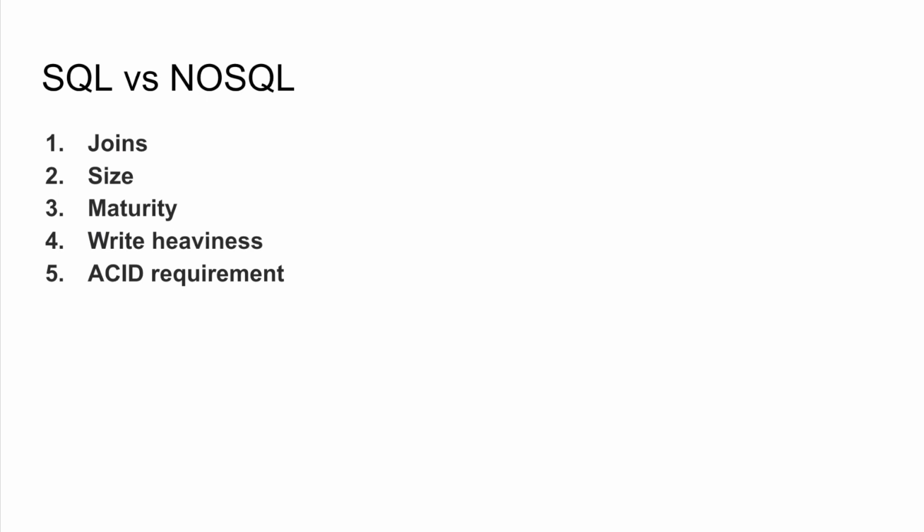So now that we know what SQL and NoSQL are, there are five main reasons to consider when trying to figure out which kind of database to use, namely joins, size, maturity, write heaviness, and ACID requirement. Let's look into each one of them.